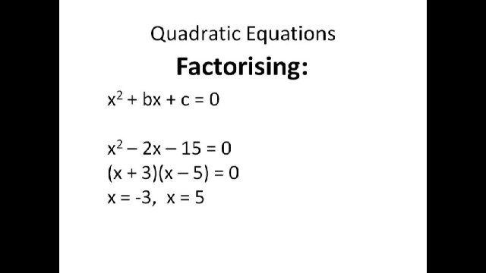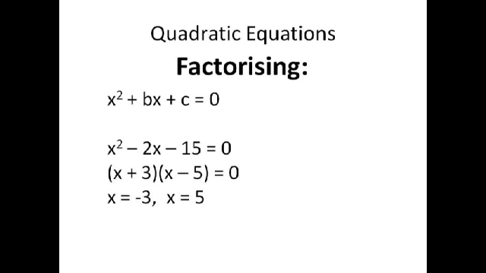Factorising time. Factorising is one of the most satisfying things. You'll try, and as soon as it factorises, it'll be the most beautiful thing. An example of factorising is x squared minus 2x minus 15 equals 0. You're going to look for two numbers that multiply to make the c, and that add to make the b. For this, we've got our minus 15, so numbers that multiply to make minus 15 are 3 and 5, where one of them will be negative, and 15 and 1, where one will be negative.